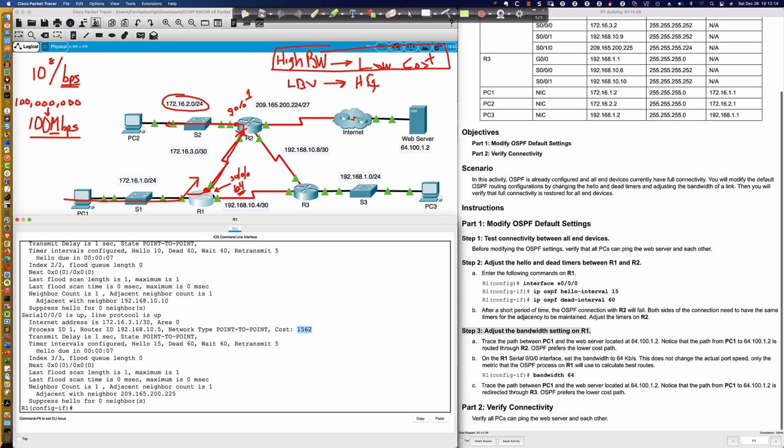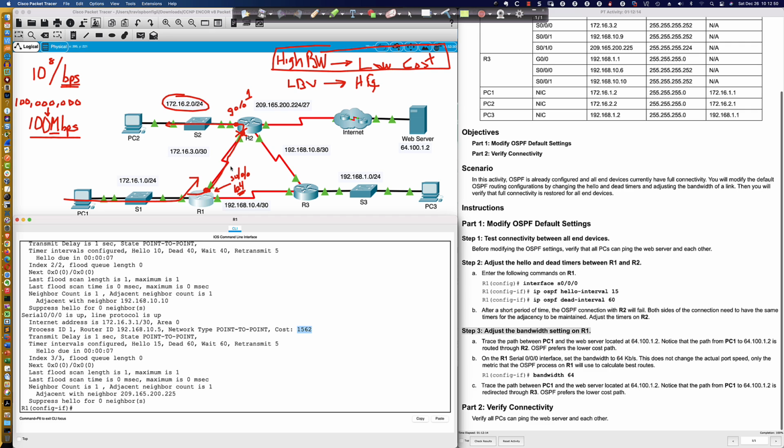OSPF bases its decision on the bandwidth of the interface to arrive at a cost value, which we've seen how to calculate. And then that is how OSPF, in the shortest path first algorithm, creates the shortest path tree: the graph showing you the nodes and the cost to get to that node, and then to hit the network, the leaf that might hang off that node. That is how OSPF is calculating all of these things.